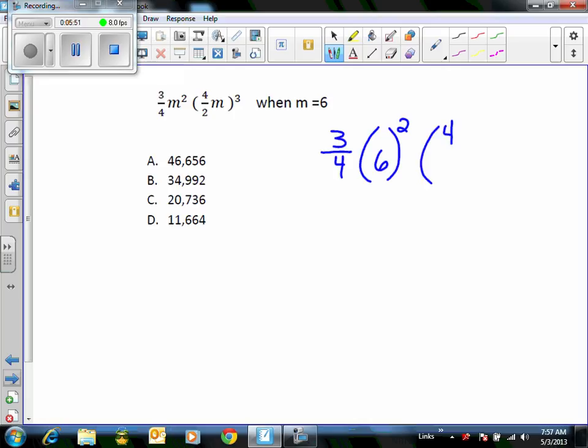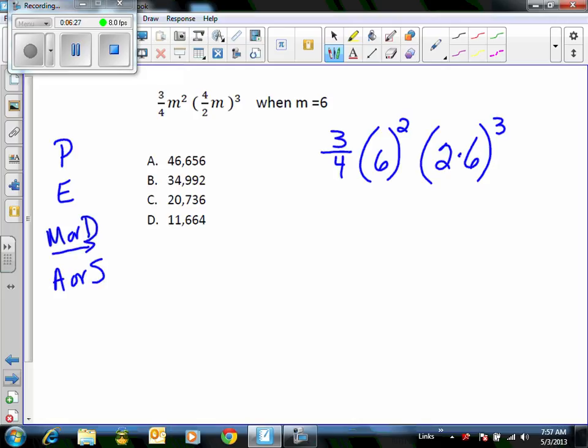4/2. Can I go ahead and just reduce that down to 2? Since I know 4 divided by 2 is 2, I'm just going to rewrite that while I've got this going on, because we should know by now that 4 divided by 2 is 2. So 2 times 6 to the 3rd power. With this problem, we've got a lot going on. And again, we want to deal with the order of operations. We have parentheses, exponents, multiply or divide, add or subtract, both going left to right.